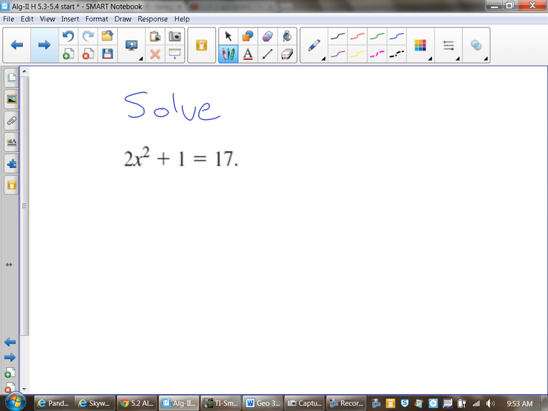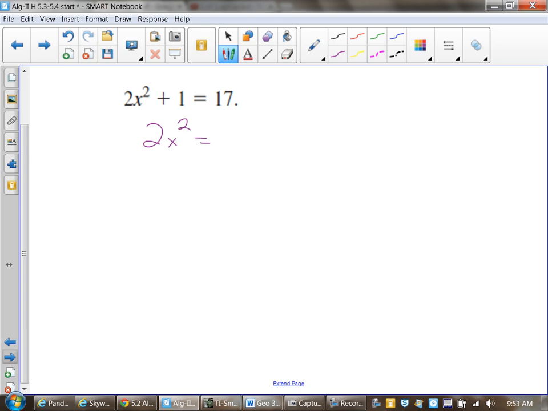So if I have 2x squared plus 1 equals 17, what's the first thing you're going to do? Subtract 1. So I have 2x squared equals 16. Now what do I do? No, I can't do that until I have x by itself. Divide by 2, I have x squared equals 8. Now, take the square root. Do you remember what the square root of 8 was? It's 2 root 2.